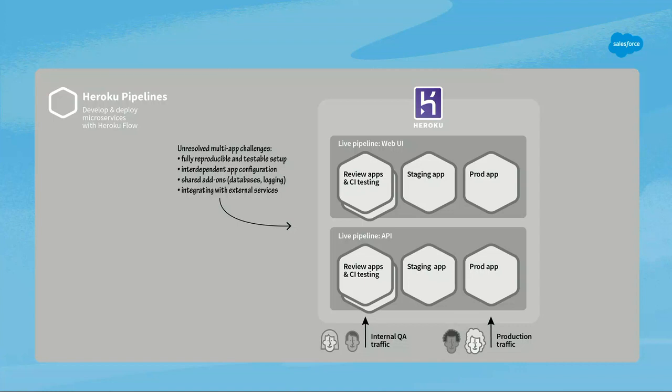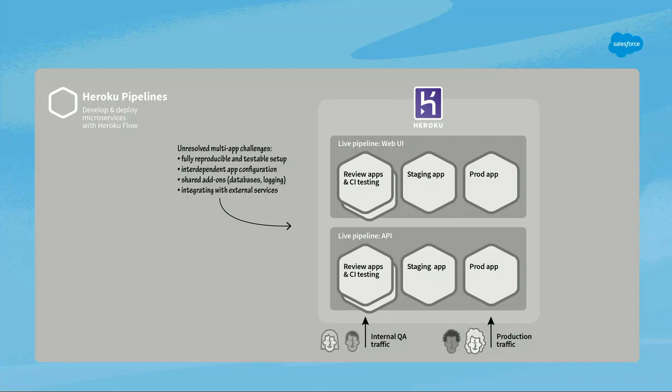So the challenges are, as I said, that interdependent app configuration. Like when you set up one of these apps, how do you make the other app know about it? Also, being able to just fully reproduce this over and over again. Like, how do you know that your production system is reproducible?